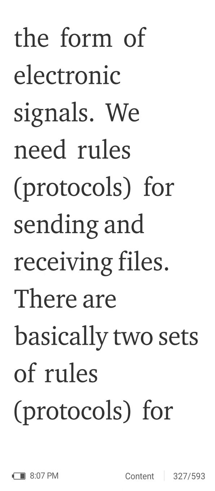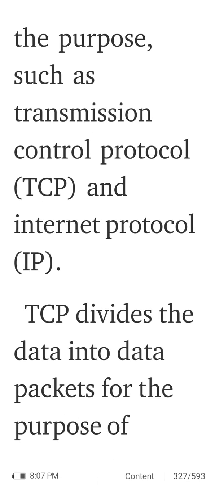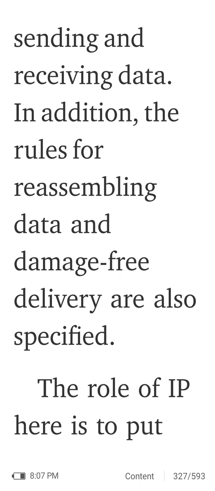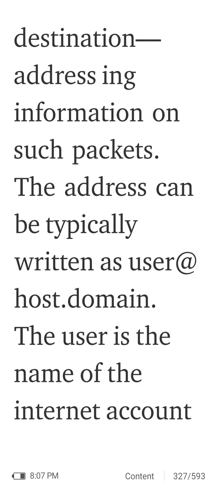We need rules or protocols for sending and receiving files. There are basically two sets of rules or protocols for the purposes, such as Transmission Control Protocol (TCP) and Internet Protocol (IP). So TCP divides the data into data packets for the purpose of sending and receiving data. In addition, the rules for reassembling data and damage-free delivery are also specified. The role of IP here is to put distinct addressing information on such packets. The addresses can be typically written as user at host dot domain dot.